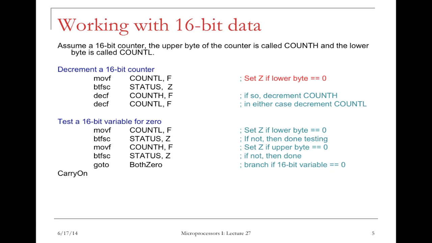So this is how we test whether the 16-bit variable is 0 or not. If it is not 0, if either one of these bytes is not a 0, this instruction will not be executed. Only when both of them are zeros, this instruction will be executed.